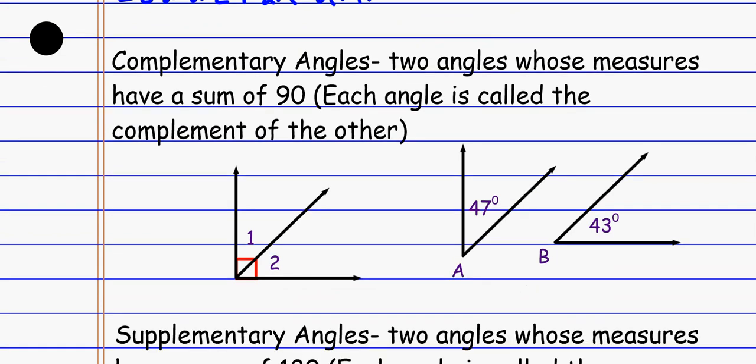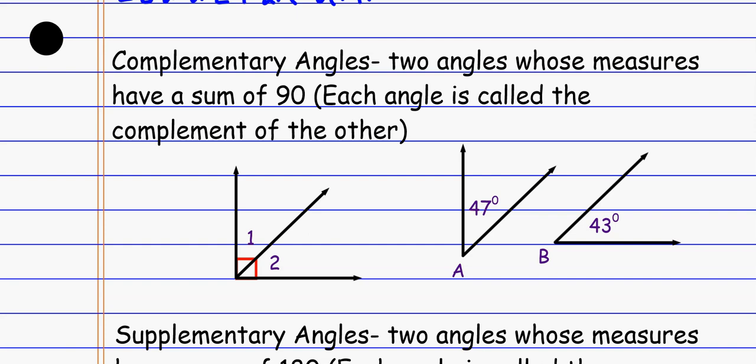Complementary angles. Complementary angles are basically angles that add up to 90 degrees. All right. And this can be adjacent angles, but they don't have to be adjacent angles. So they could be adjacent. They could just be separate angles. If they add up to 90 degrees, they're complementary angles.